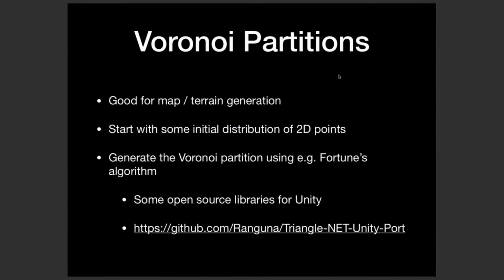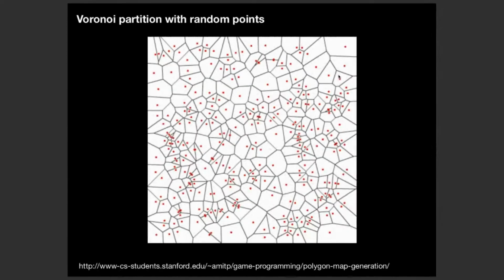Right, so this is great for map generation. There's straightforward ways of taking a set of points and generating the partition, and there's actually some open source libraries available doing that in Unity. Right, so like I said, the distribution of points really matters here. It's going to affect how that partition looks.